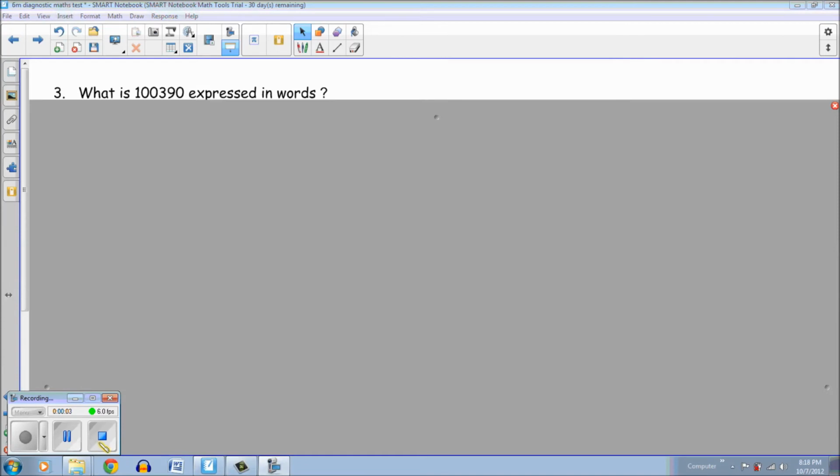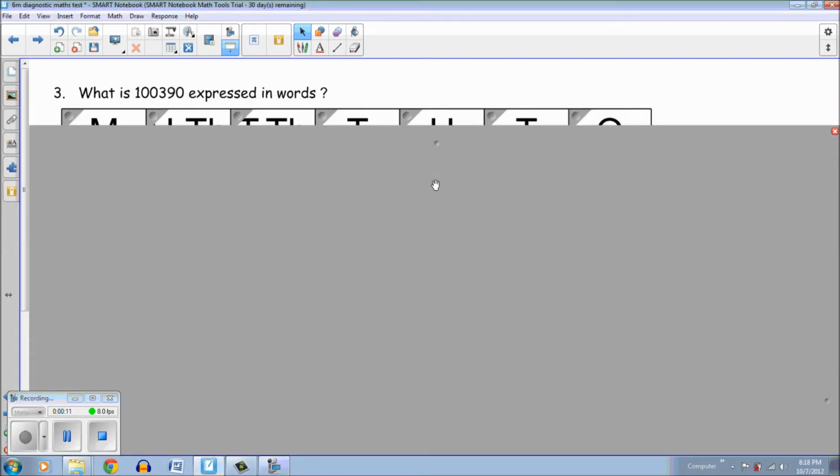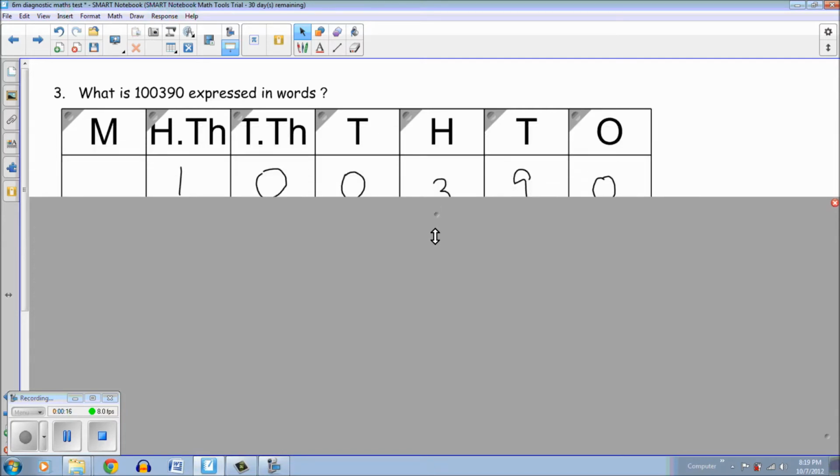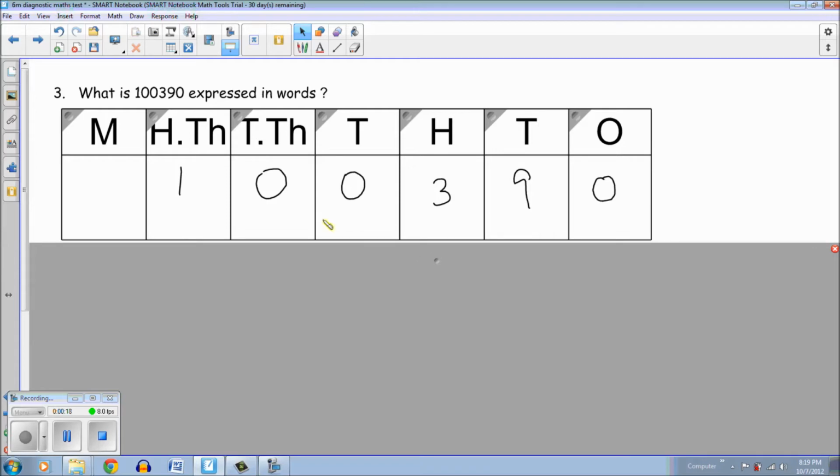Question number 3 says, what is 100,390 expressed in words? In order to answer this question, we have to understand what place value is, and we have to fill in our place value chart. So this is saying that we have one group of 100,000, no 10,000s, no thousands. We have three groups of 100, 9 tens, and no ones. When we're saying our number, we say all of the thousands first, then we say the hundreds, tens, and ones.